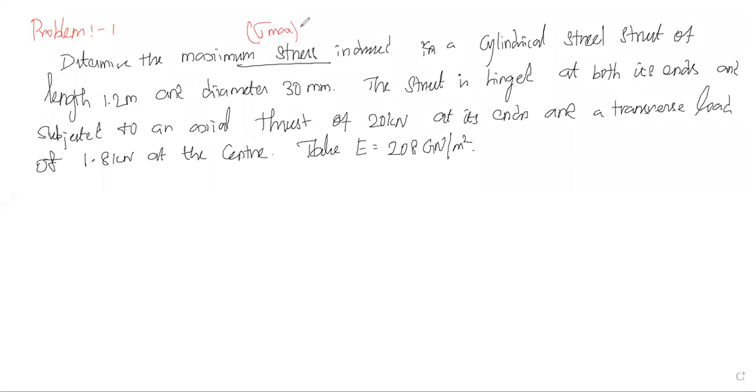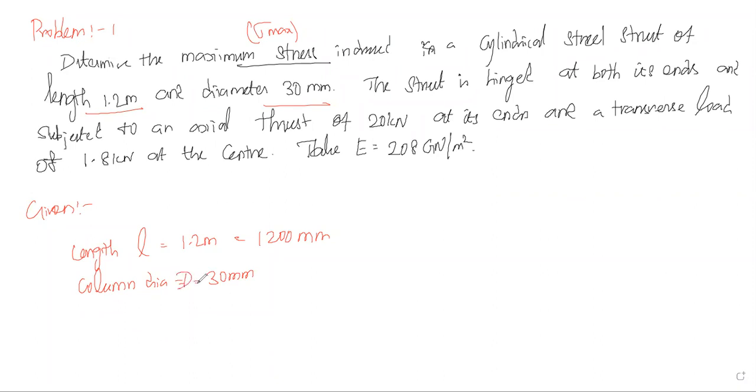So we have to calculate the sigma max induced in a cylindrical steel strut of length. They have given that the length of column L is equal to 1.2 meter, which is nothing but 1200 mm, and the column diameter is equal to 30 mm. This is L, this is D, and the strut is hinged at both ends.